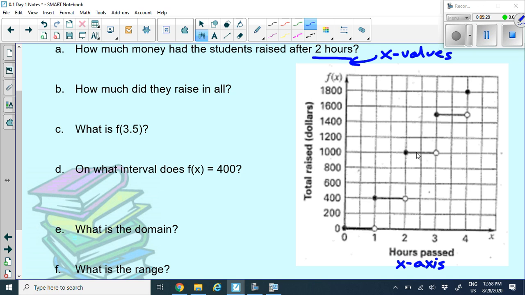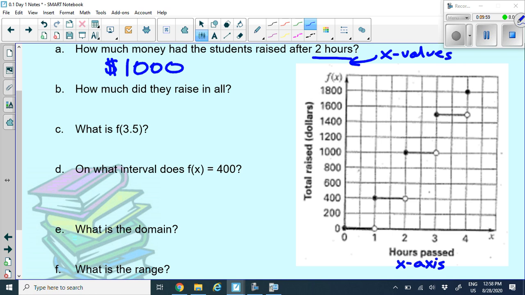Anything that is closed means it is included, or it's part of the domain, or part of the graph, okay? So if we look here, if that 400 is open, that's not what we really want, because it's not included. But if we go up to 1,000, that is a closed circle that is included. So after 2 hours, the students actually raised $1,000. Okay. So that is going to be an important part to understand.